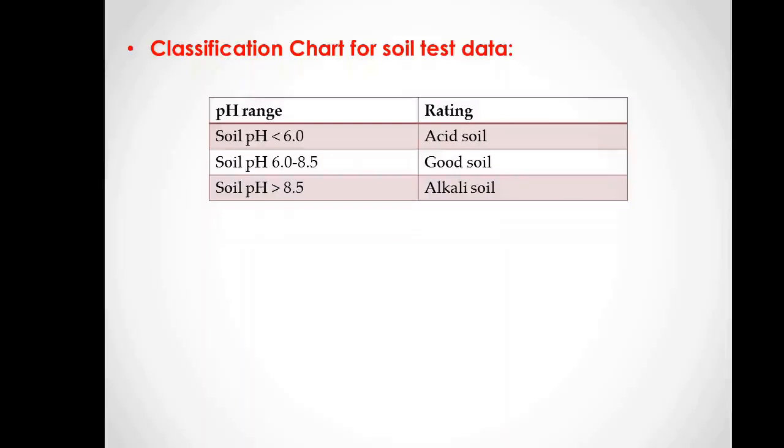Next is the classification chart for the soil pH. According to the soil pH, we categorize the soil. If the soil pH is less than 6.0, it is called acidic soil. If the soil pH is between 6.0 and 8.5, it is called good soil. If the soil pH is greater than 8.5, it is called alkaline soil.